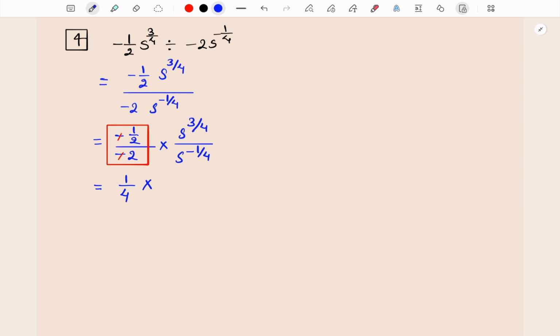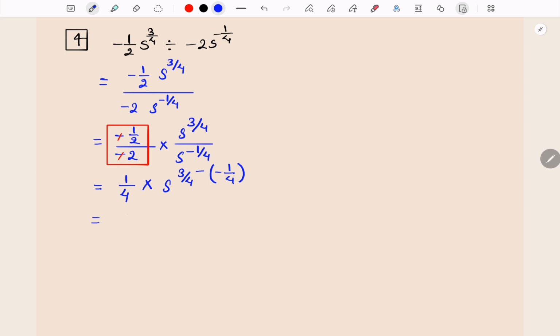So that is division with the same base. So let's keep the base same, that is s, and now subtract the indices. So we have s raised to the power of 3 over 4 minus negative 1 over 4. Be very careful with these signs.